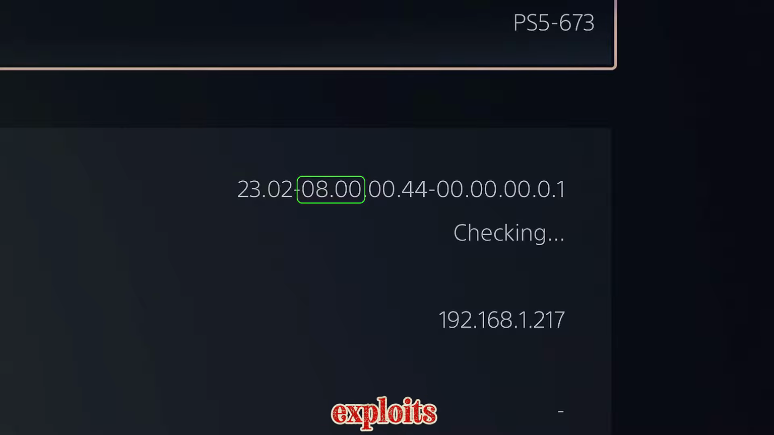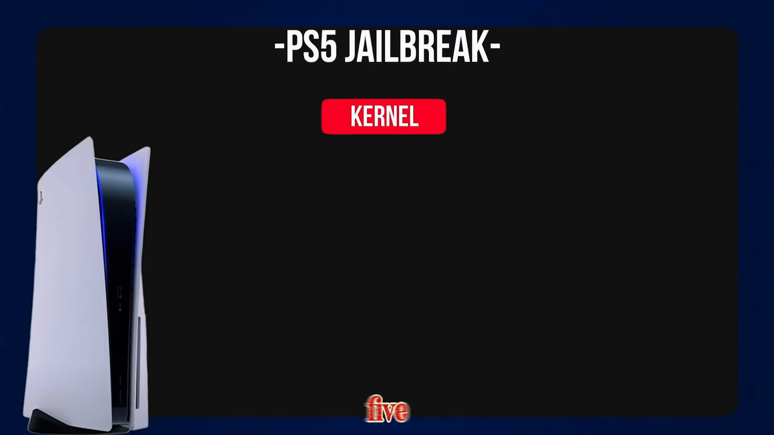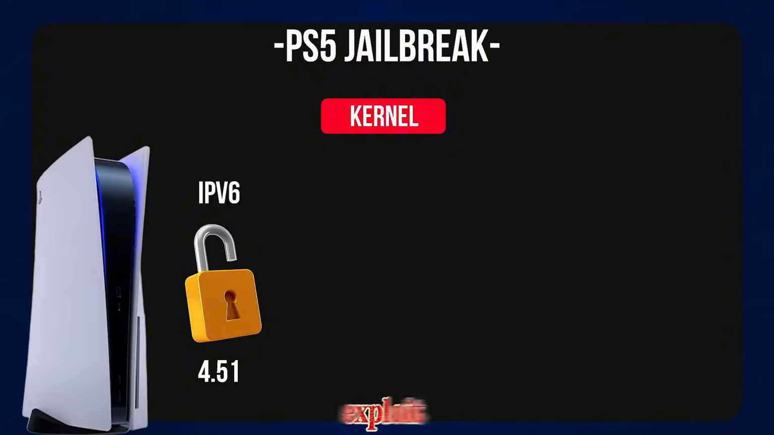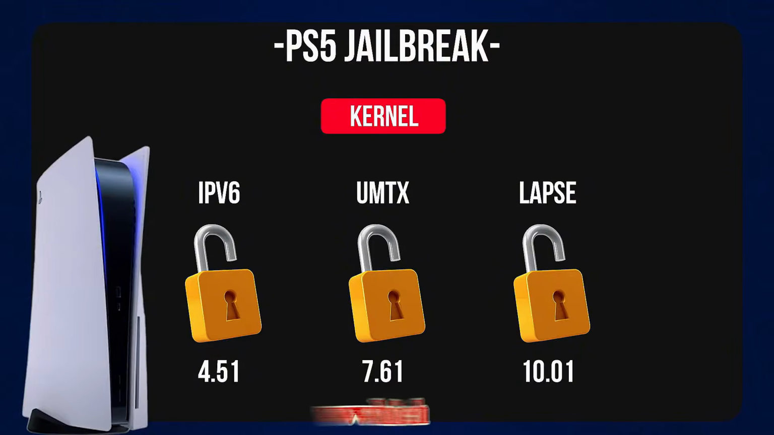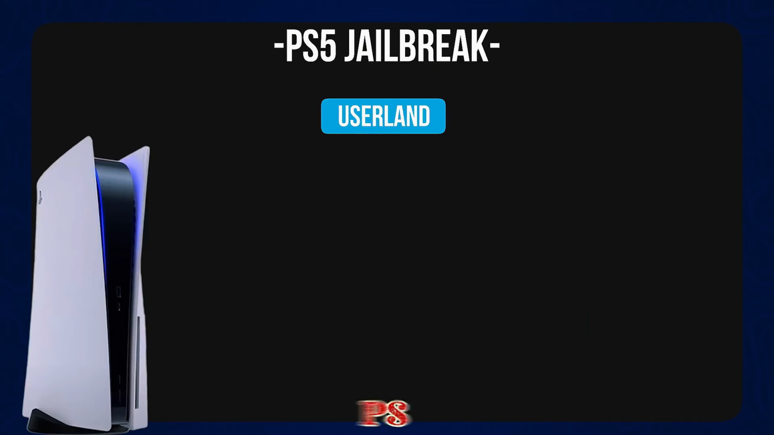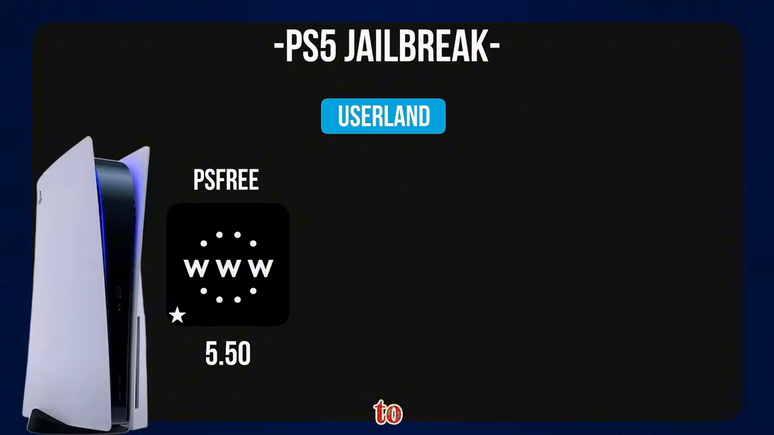A lot of the same exploits for the PS4 carry over to the PS5, as the jailbreak works in the same way, with a kernel exploit and userland exploit chained together. Now, we have an IPv6 kernel exploit working from firmware 3.0 to 4.51, a UMTX kernel exploit which works up to 7.61, and the same Lapse kernel exploit as the PS4, which works up to 10.0 on the PS5 now. The userland story is very familiar, with the same PS4 WebKit exploit working up to 5.50.